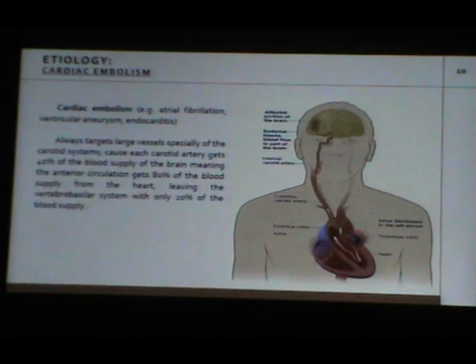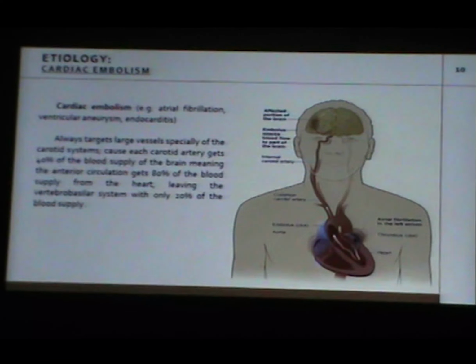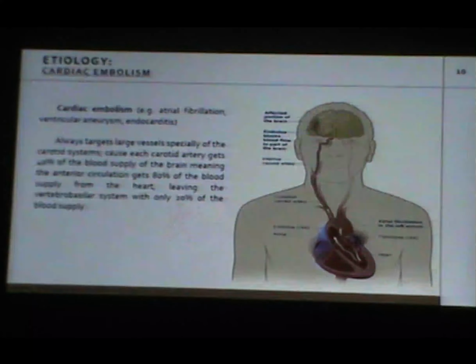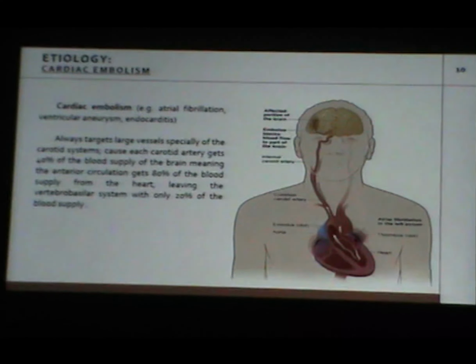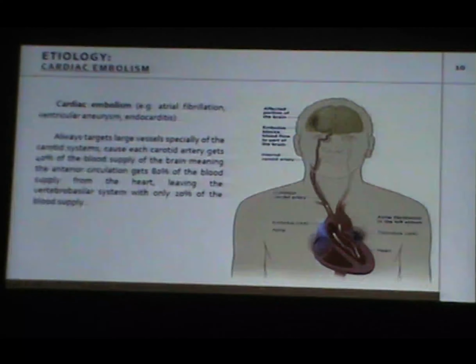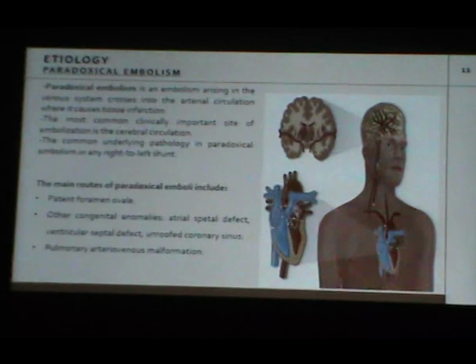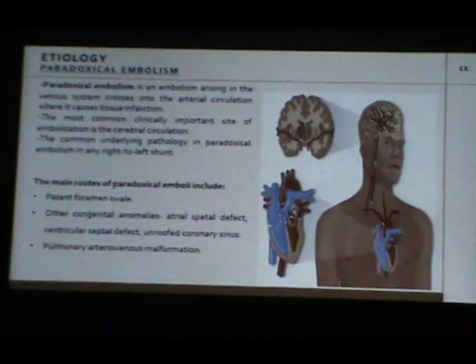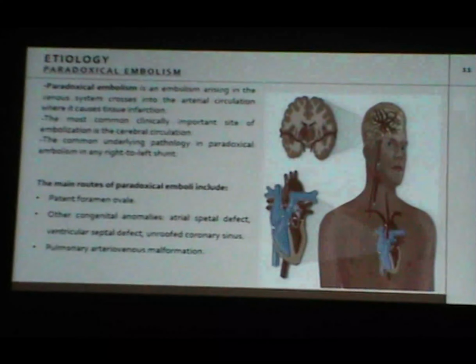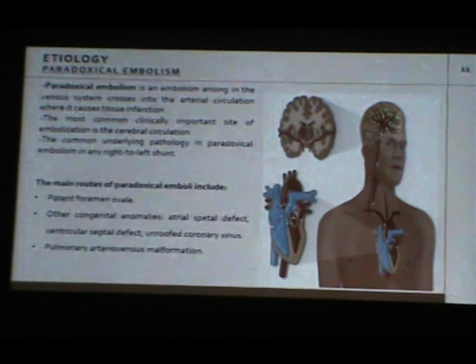The cardiac sources vary from atrial fibrillation, intramural thrombus, to vegetations over the prosthetic valves. It always targets the large vessels, commonly in the carotid system, because 80% of the cerebral blood flow goes bilaterally to both carotid systems, leaving only 20% to the posterior circulation. That's why the carotid territory is more liable to cardioembolic sources. The paradoxical embolism is of venous origin, resulting from any right to left shunt, like patent foramen ovale, atrial septal defect, ventricular septal defect, or pulmonary arteriovenous malformations.